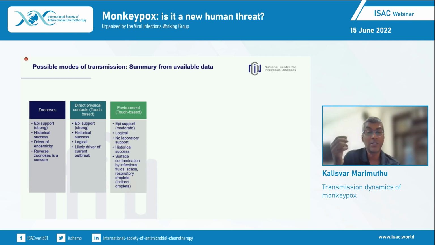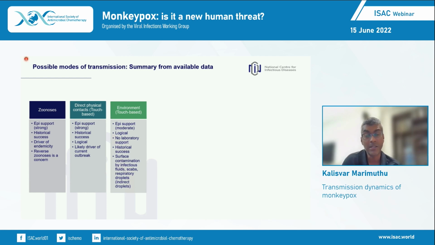Environment-related touch-based transmission is also a possibility, and there is epidemiological support, but it seems to be moderate. And it's logical because if an infected person is shedding scabs that are infected, and another person touches it and then self-contaminates, then the likelihood of infection is high. No laboratory support for environment-based transmission so far. No one has swabbed the area of a patient with monkeypox like we have seen in COVID. There is historical success, and intervening in the environment as part of monkeypox transmission prevention is a historical success.